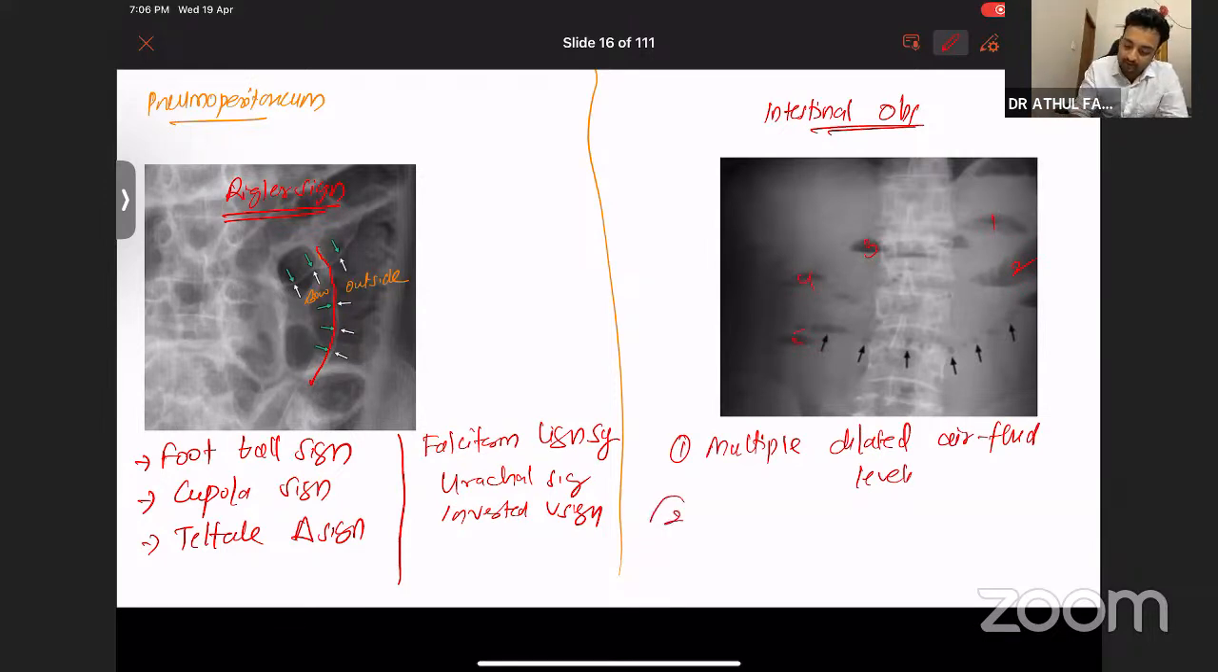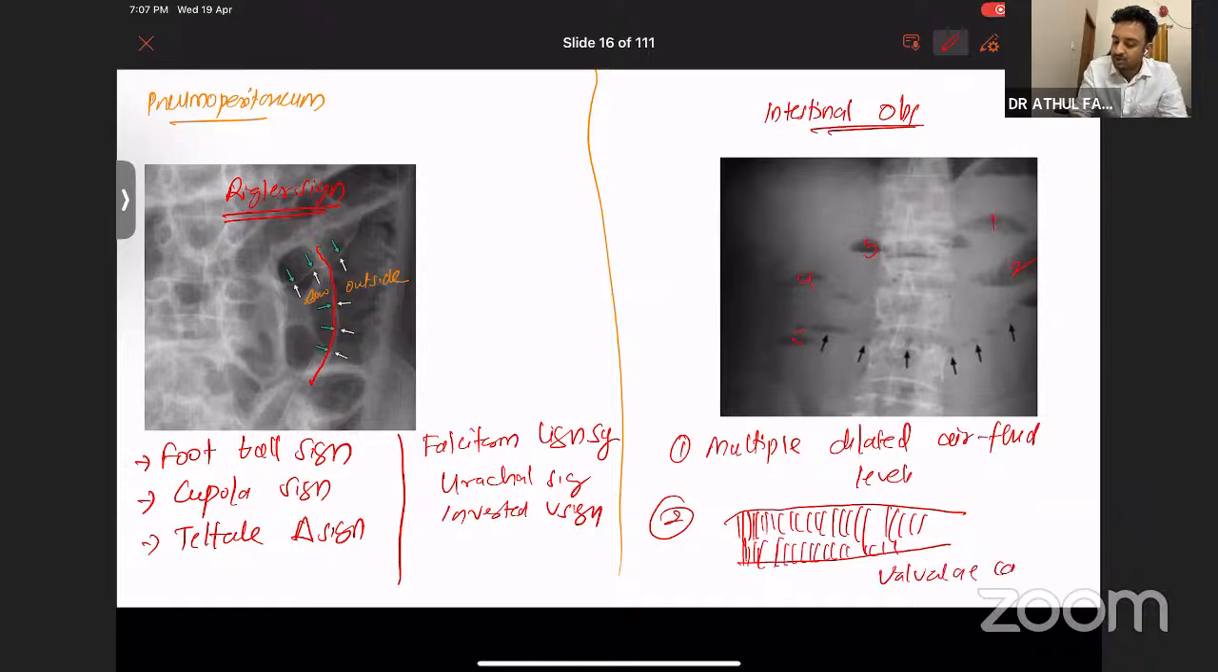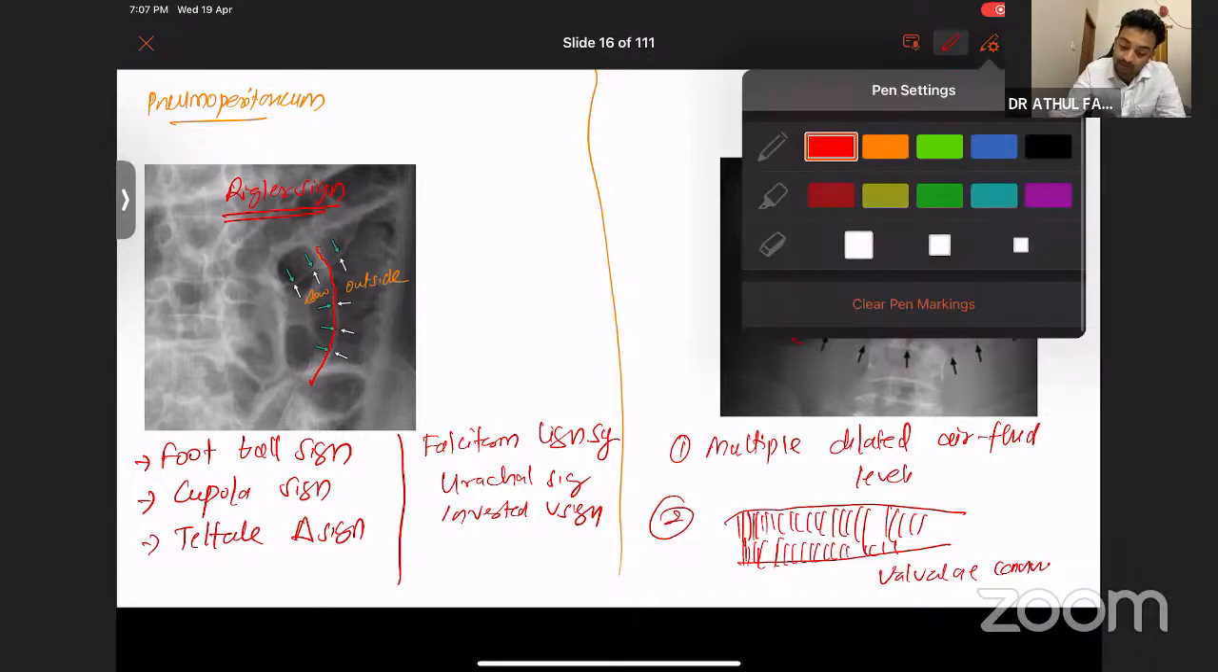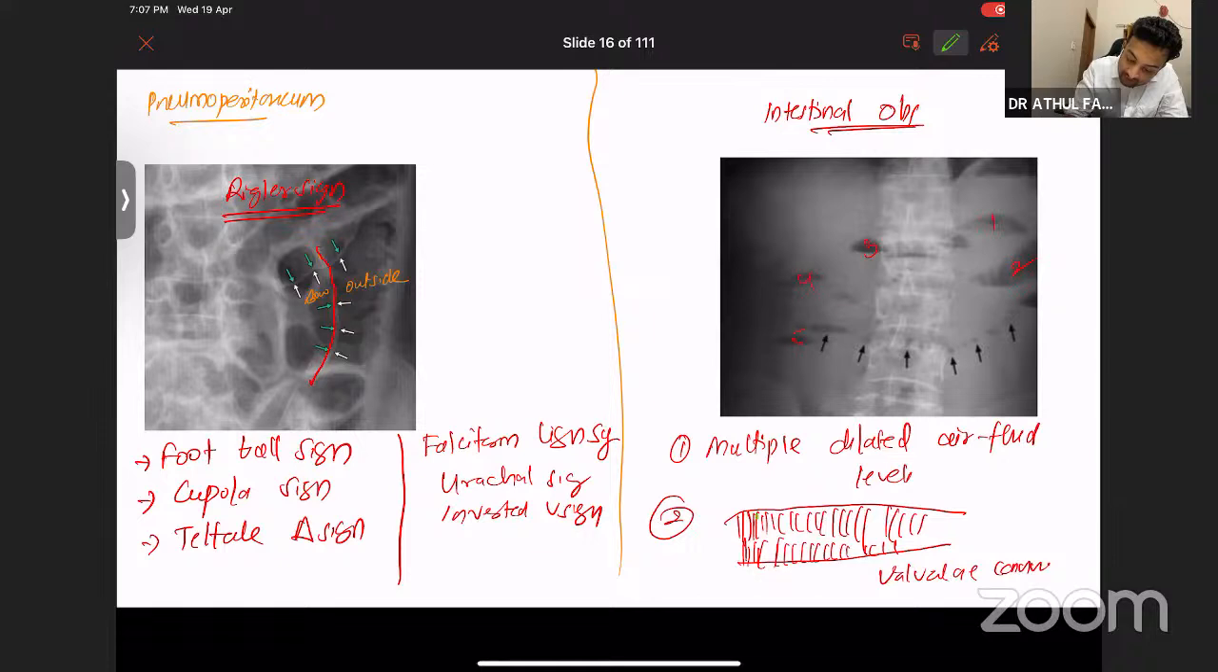The other thing is, when there is small bowel obstruction, the jejunal and ileal loops, predominantly the jejunal loops, are filled with valvulae conniventes. There will be trapping of air between these valvulae conniventes. These mucosal projections are known as valvulae conniventes, and in between them you will see air getting trapped.